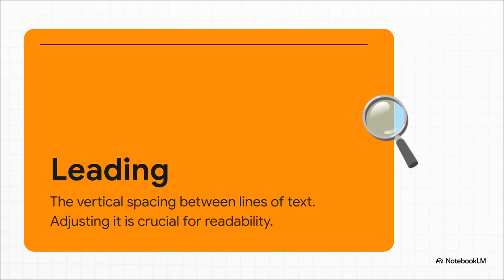Now let's talk about the fine-tuning. First, there's leading. That's just a fancy word for the vertical space between lines of text. If it's too tight, the words feel all squished and it's hard to read. Too loose, and the lines feel disconnected. Getting that Goldilocks just right leading gives your text room to breathe.